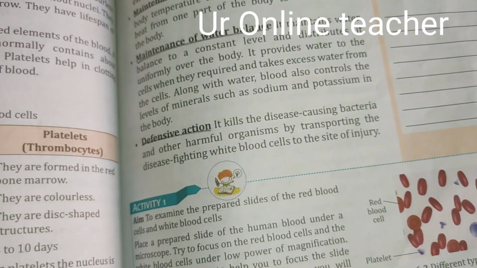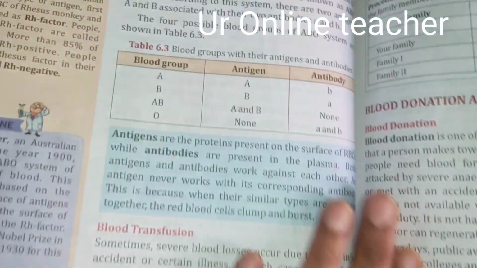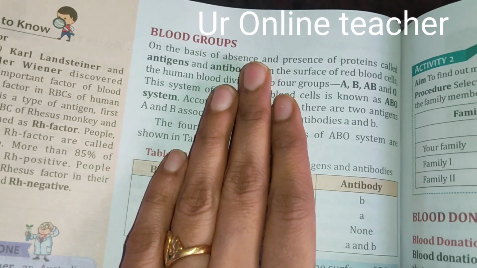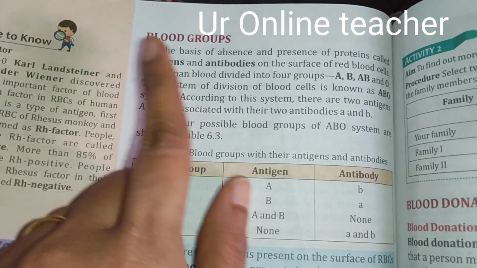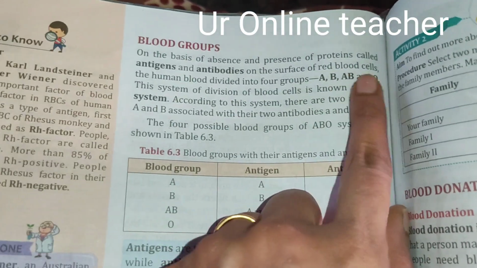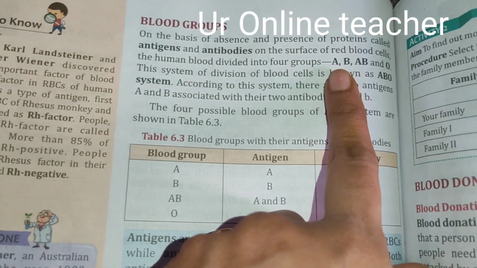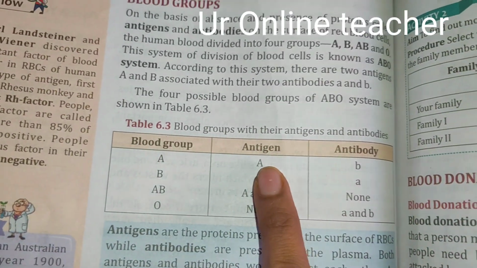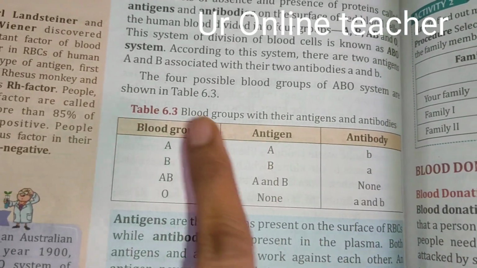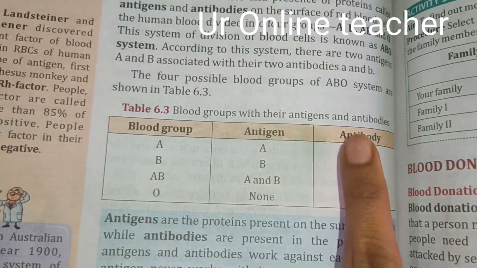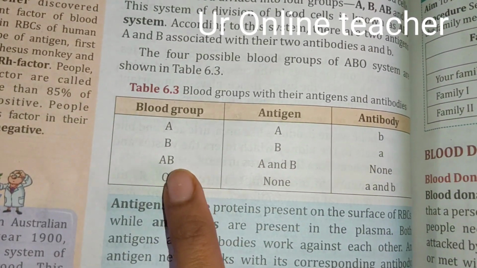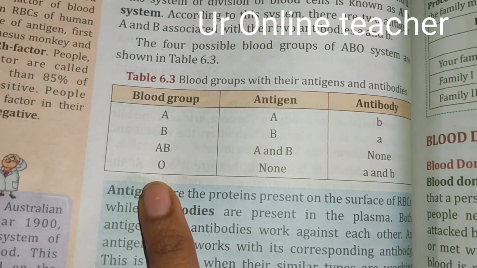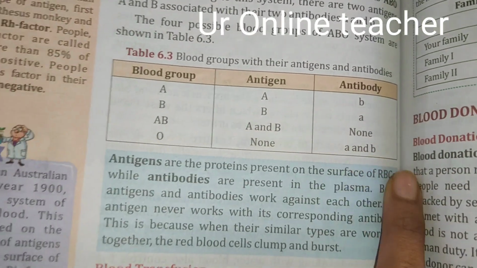Then we know that there are blood groups. They are classified on the basis of the absence and presence of proteins called antigens and antibodies on the surface of RBC, red blood cells. Human blood is divided into 4 types: A, B, AB, O. In A group, antigen A will be there and antibody B will be there. In blood group B, antigen B and antibody A will be there. In blood group AB, antigens A and B will be there, antibodies will not be there. And in blood group O, no antigens, antibodies A and B will be there.